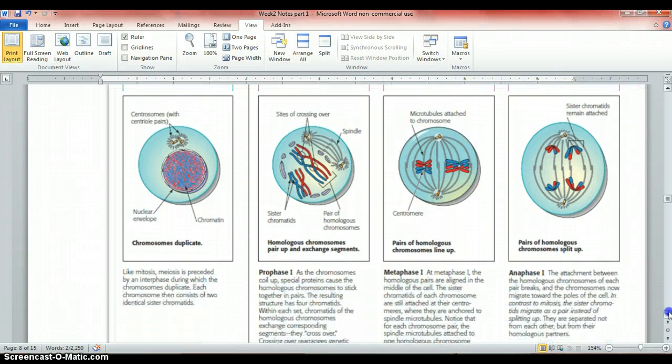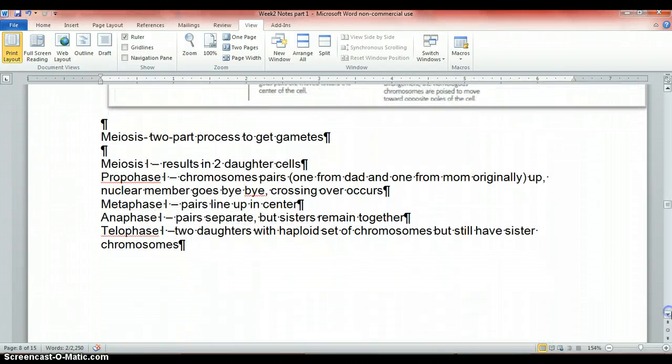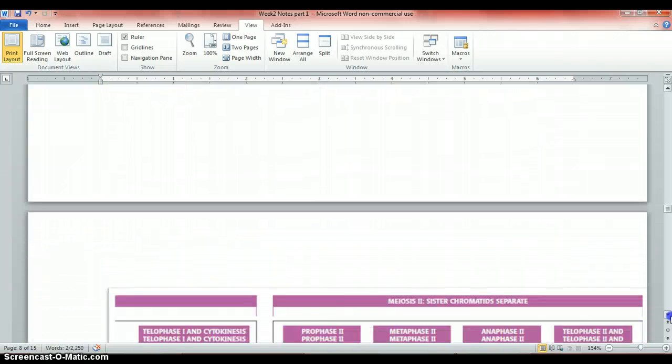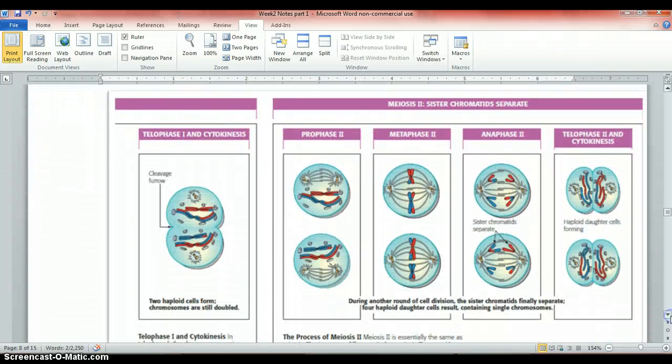So let's talk about what happened in that first section a little bit more. So meiosis 1 results in 2 daughter cells. We saw that. Prophase 1, the chromosome pairs, one from your dad, one from your mom originally, split up. Nuclear membranes say goodbye, crossing over. So that's what keeps the mom and the dad from being the same as they originally were. Metaphase, everybody lines up in the center. Anaphase, pairs separate, but the sisters remain together. Telophase, 2 daughter cells of haploid set, right? And we still have sister chromosomes. So let's go down and look at meiosis 2.